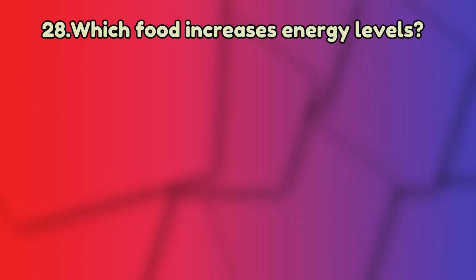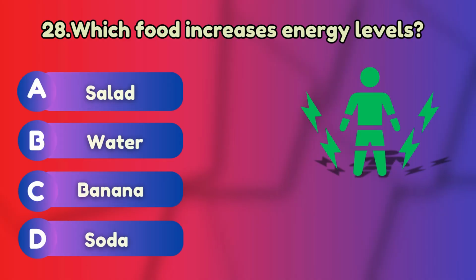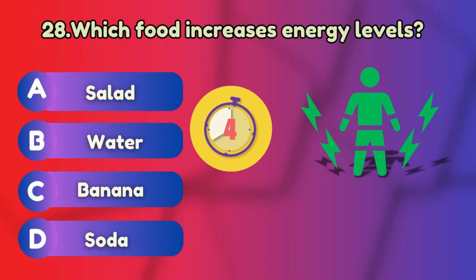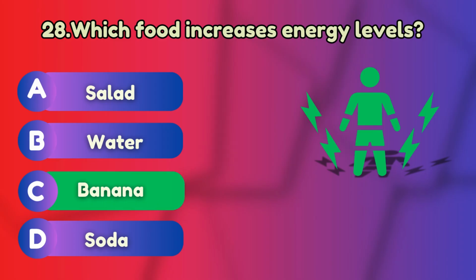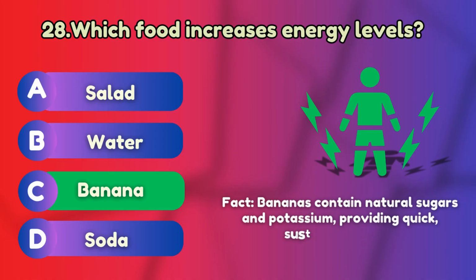Which food increases energy levels? A. Salad. B. Water. C. Banana. D. Soda. Right answer, banana. Fact: bananas contain natural sugars and potassium, providing quick, sustained energy.